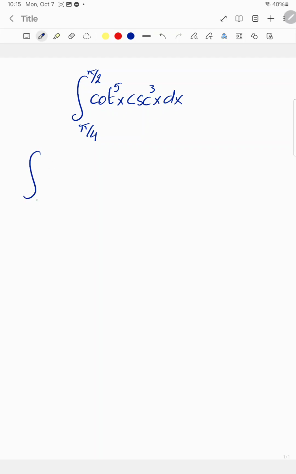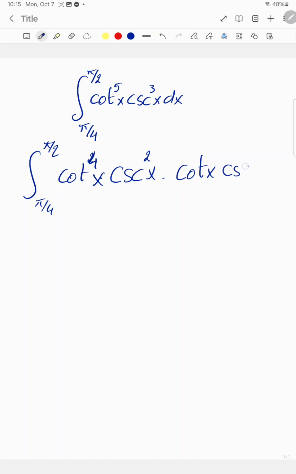So my integral becomes between pi over 4 and pi over 2 of cot to the power of 4x times cosec to the power of 2x multiplied by cot x cosec x dx. Because cot to the power of 4 times cotangent to the power of 1 is cotangent to the power of 5, and cosec to the power of 2 times cosec to the power of 1 is cosec to the power of 3. But I wanted to make this to the power of 2, and I will make it now to the power of 2. I did it in 2 steps for you to understand better.